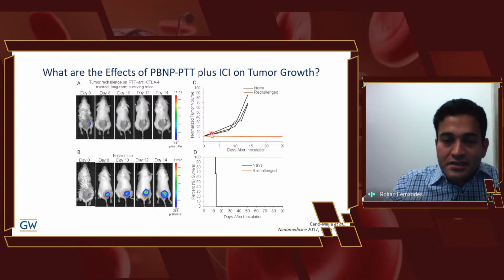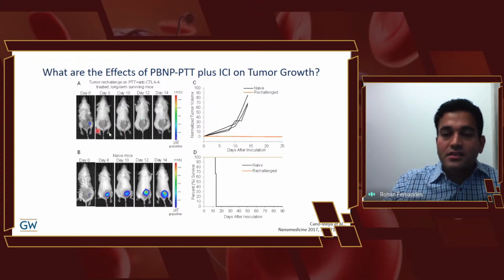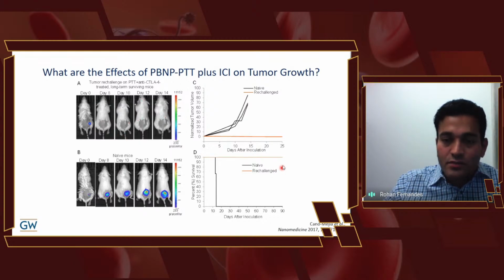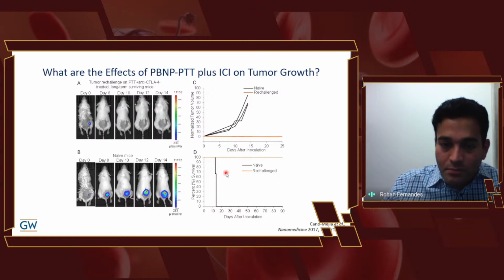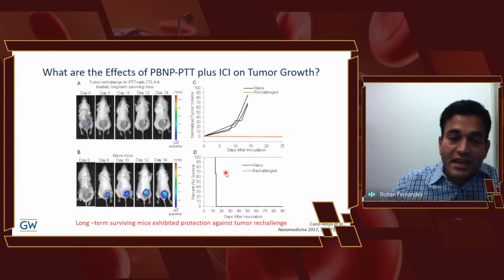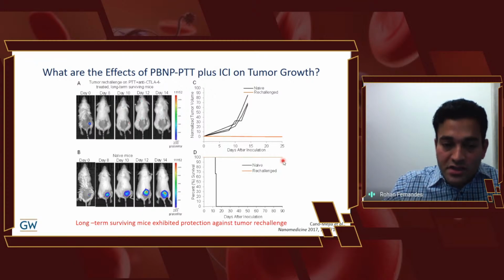And as you can see, there's a slight decrease. It may look like a straight line, but there's a decrease in the tumor burden as measured by this bioluminescence in the rechallenged animals. And so 100% in this particular modality of animals survive long-term for a further 60 to 90 days after tumor rechallenge, compared to the naive animals that rapidly succumb to tumor challenge. So this was very encouraging for us because it demonstrated that the long-term surviving mice treated with our nanoimmunotherapy exhibited protection against tumor rechallenge.